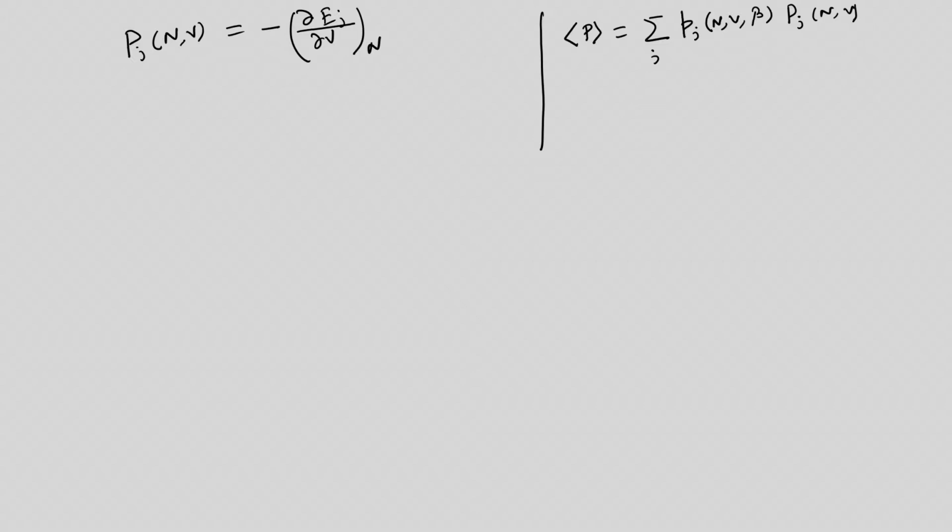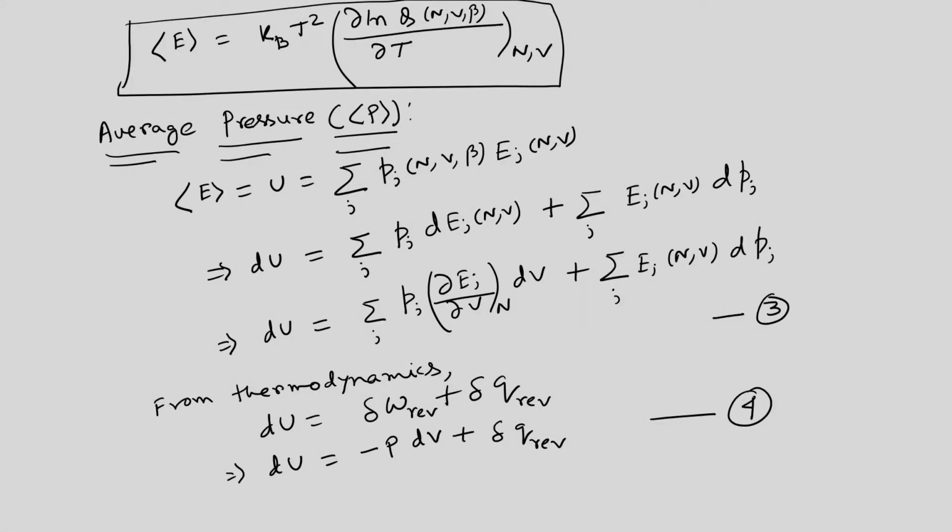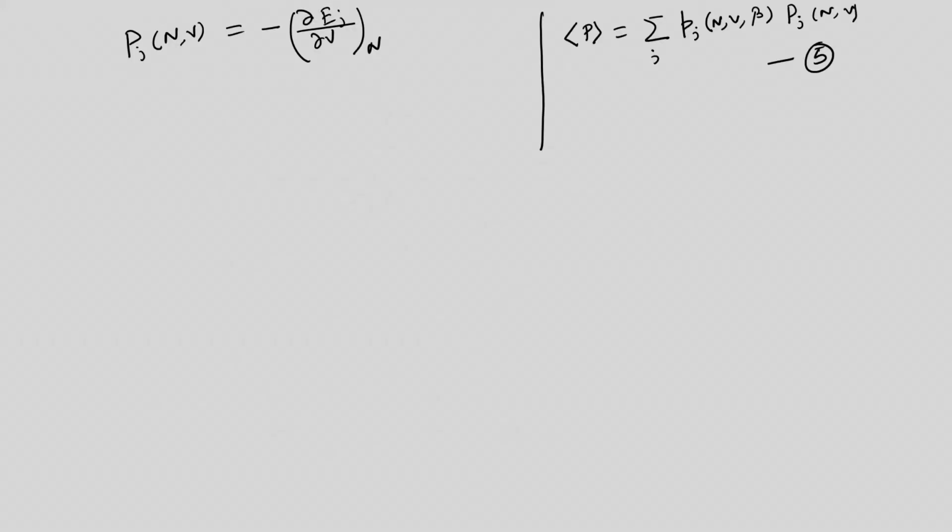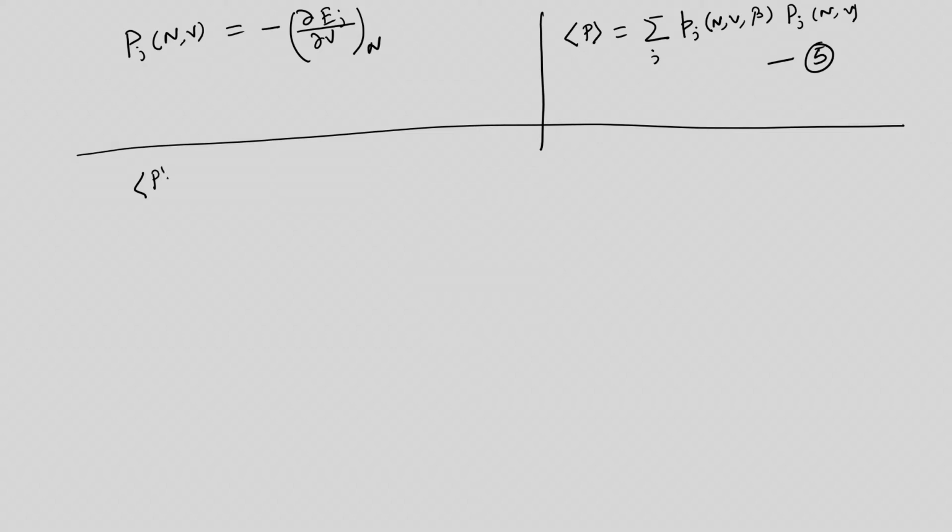Now, suppose this is our expression 5. If you compare expression 5 and expression 3, you can write that Pj, or pressure in the jth state, is nothing but minus del Ej by del V. So we know average pressure is sum over j p j times P j, where small p denotes probability and the capital P represents pressure.